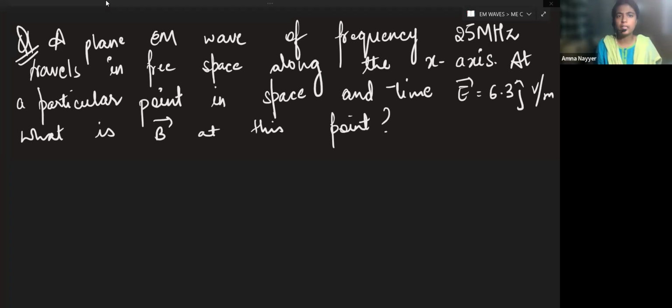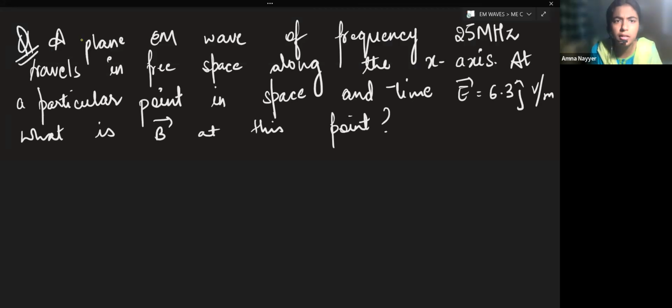So did you try this question? This is a very easy question, and I think it's a question from your NCERT only, and it has come in your previous years as well. Yes, correct answer, Akif. Exact answer.